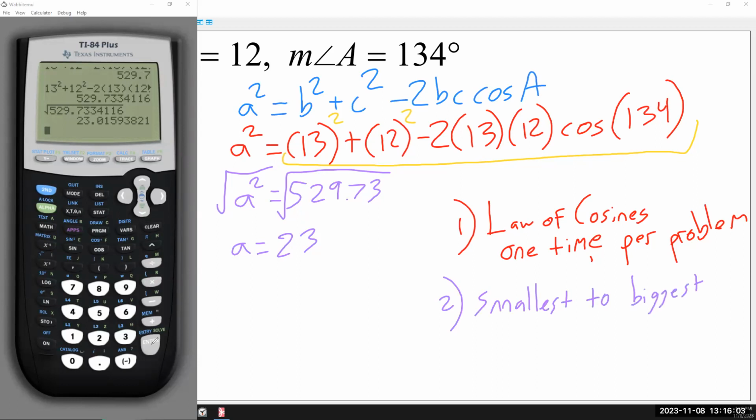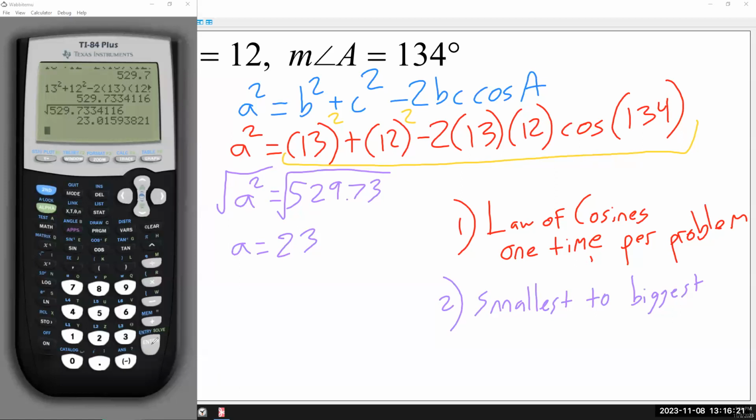And the last one is we go smallest to biggest. We talked about that briefly last time. There are two different values that sine can give us. That's why we have our two triangles. And it always finds the smallest one first. So we're going to go smallest to biggest.